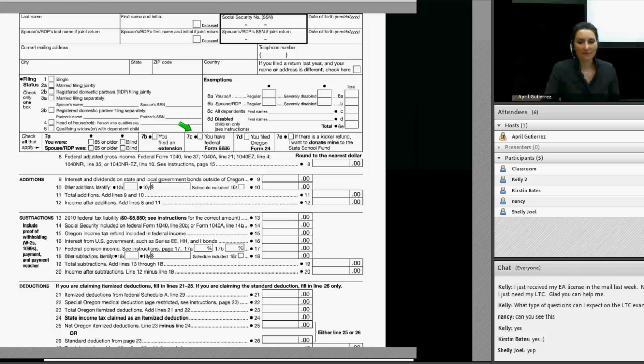And then there are additional boxes here. Have you filed Form 8886? Have you filed Oregon Form 24? If there is a kicker refund, I want to donate mine to the state school fund. There is a very important box here, box 7E.